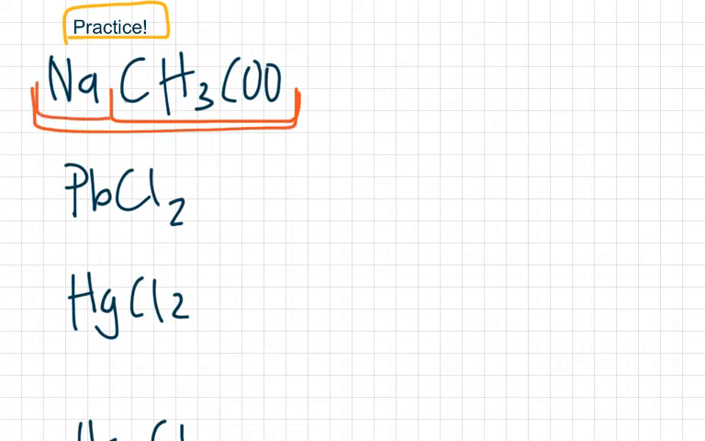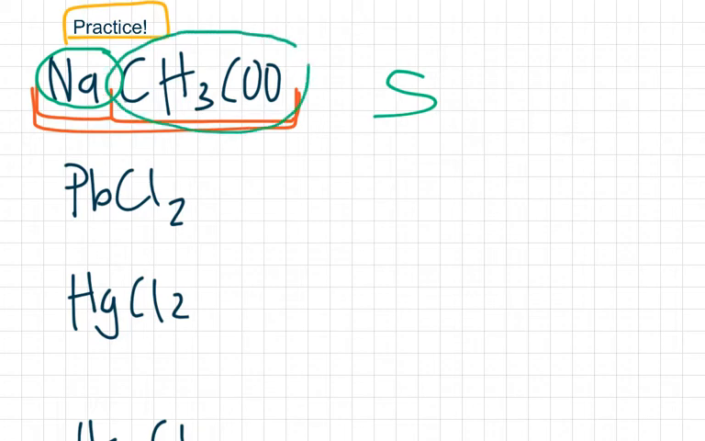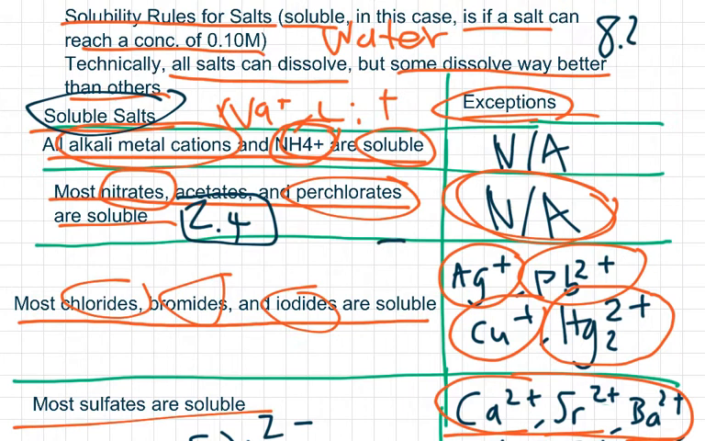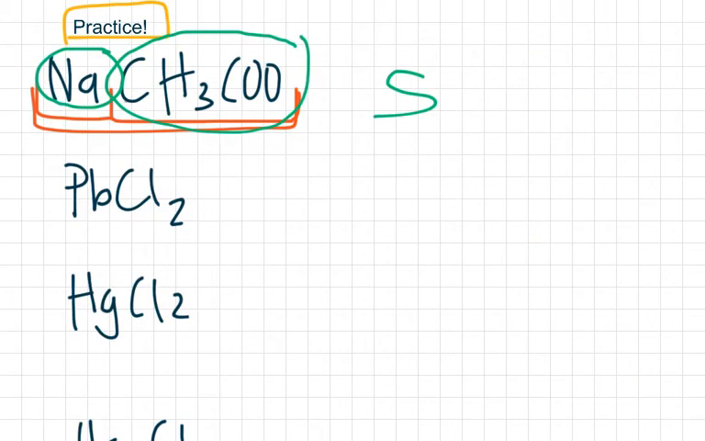This is going to be soluble because it has Na+, which is always soluble since it is an alkali metal cation. And also, acetate will always be soluble because that was part of our rules as well, as stated over here, where most acetates are soluble. So this salt will be soluble in water.